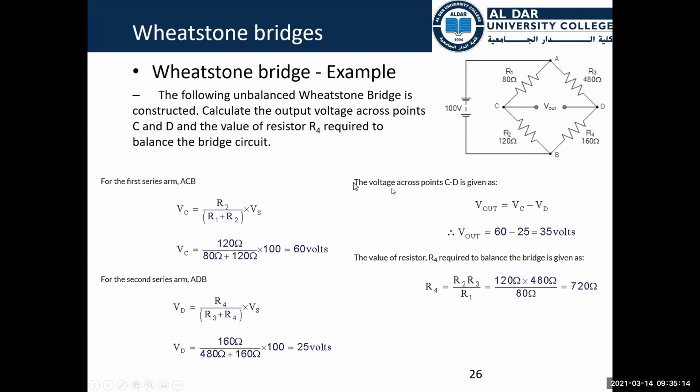This is the percentage of the 120 resistance. So it is multiplied by 100 because the voltage source is 100. So the result will be 60 volts. This is how to calculate VC.